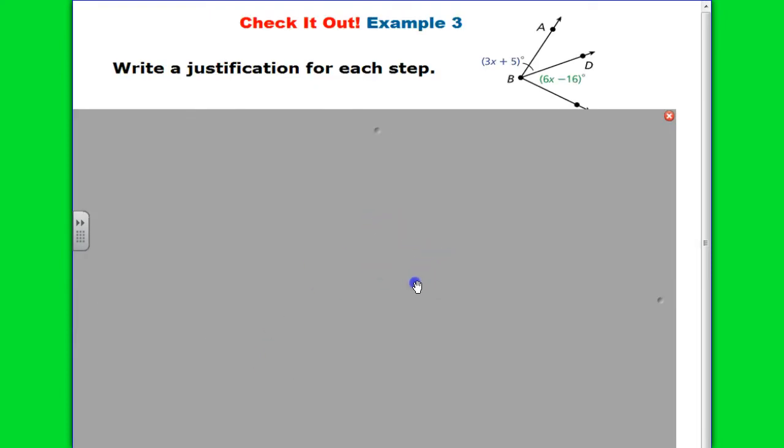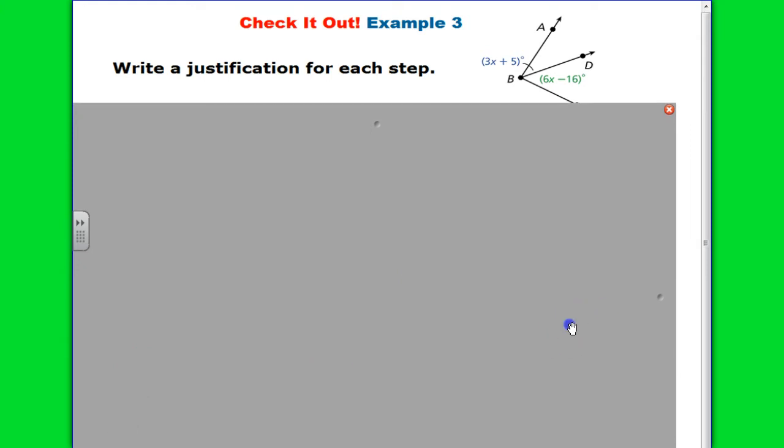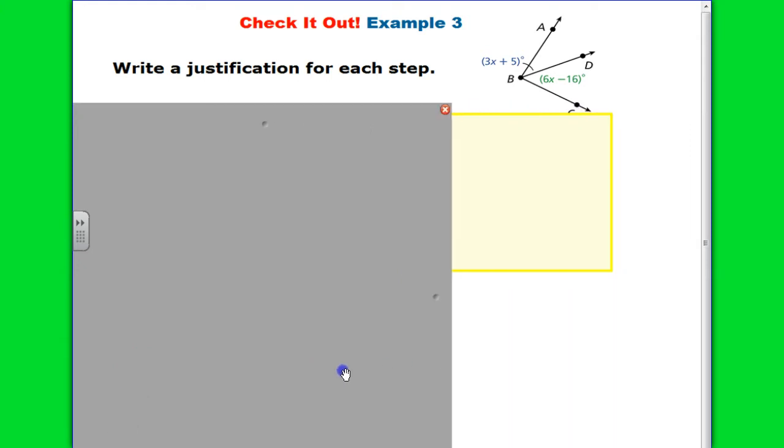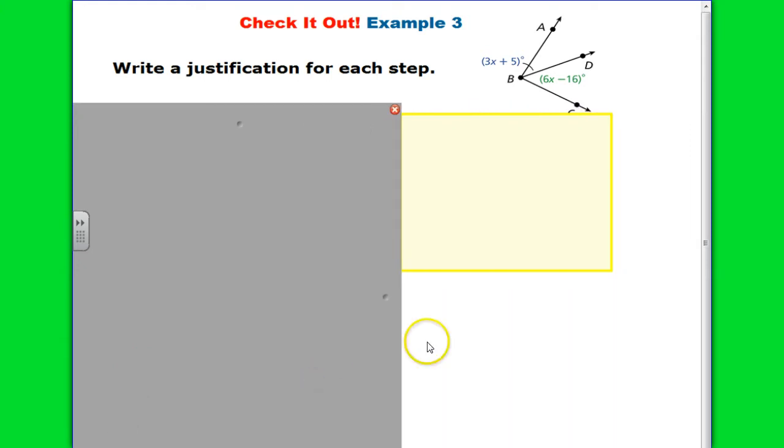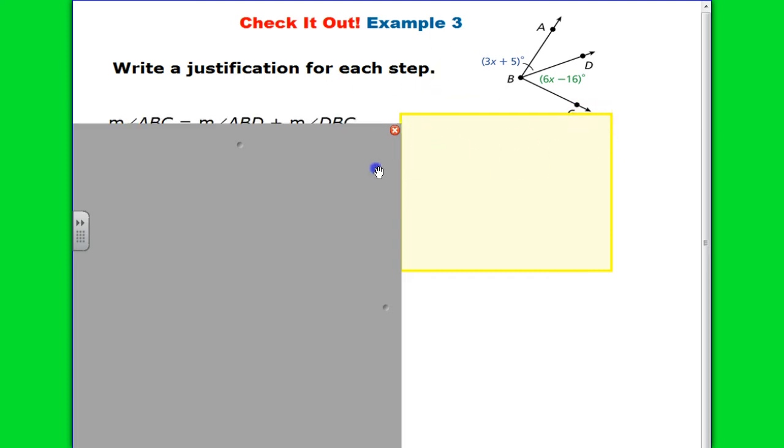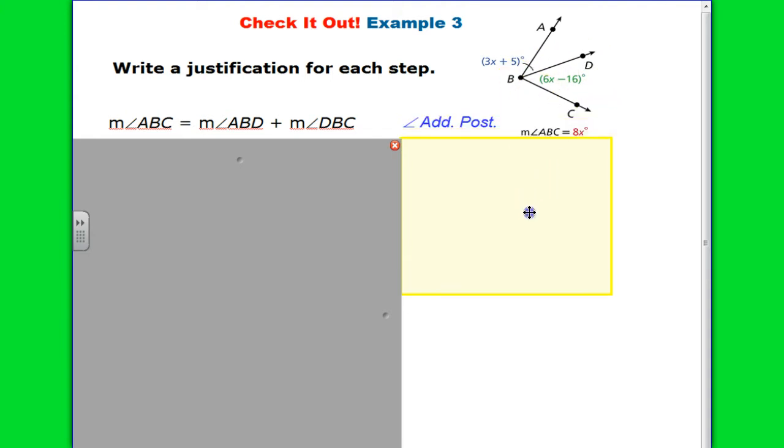Okay, let's see what the question is. And the question is find x. Okay, and justify each step. So, what do we know? We know that the measure of angle ABC is made from the measure of angle ABD plus the measure of angle DBC. So this is the angle addition postulate.